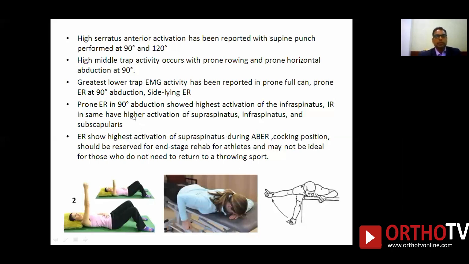The prone external rotation in 90-degree abduction shows the highest level of activation of the infraspinatus, while the internal rotation in the same 90 degrees of abduction causes the highest activation of the supraspinatus, infraspinatus, and subscapularis. That is all the three muscles.